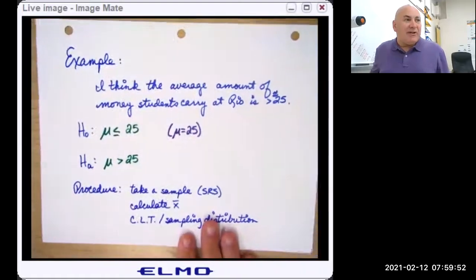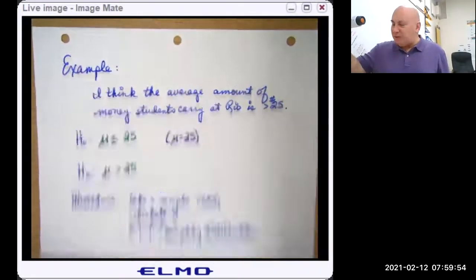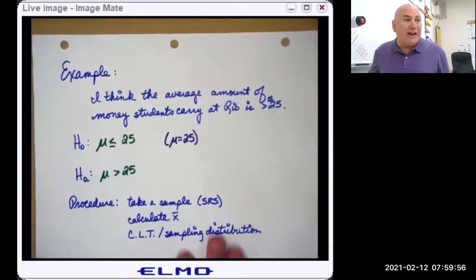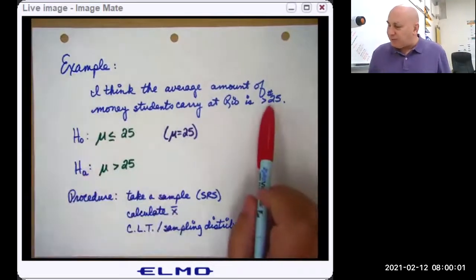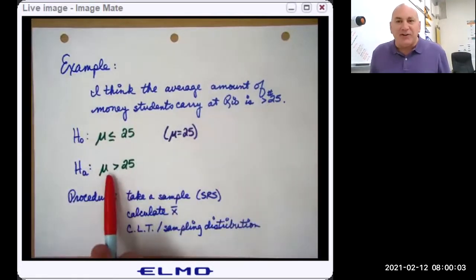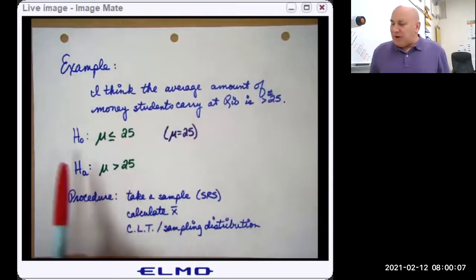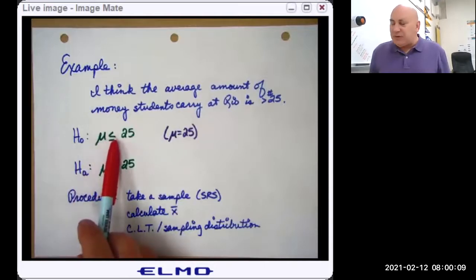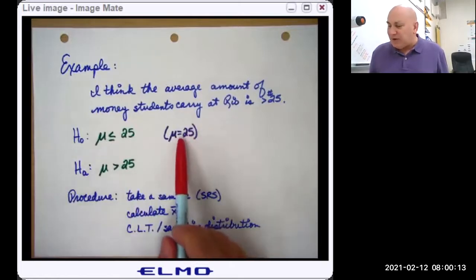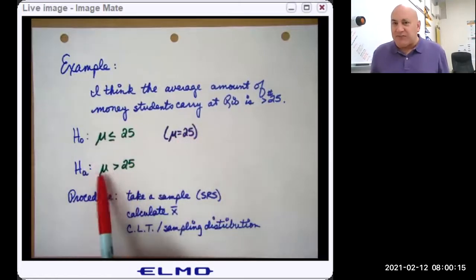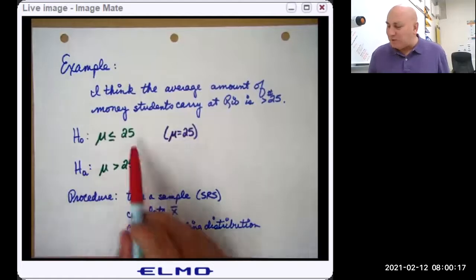I think the average amount of money that students carry at Rio in their pockets is more than $25. So that's what I want to prove. So I make that my alternative. So my null would be either mu is less than or equal to 25, or you could just say mu is equal to 25, because if I don't prove this, I failed in my mission anyway, no matter which of these is the case.